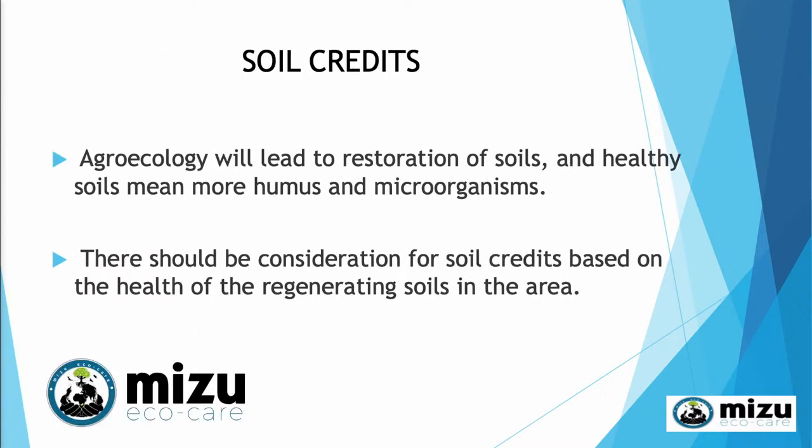Agroecology leads to the regeneration of soil. That means an increase in the organic matter in the soil. That means more humus. That means more microorganisms. So the question is, if we know that there is regeneration of soil, if we know that there is carbon being sequestered and there's an increase in organic matter and microorganisms, isn't there an opportunity to have soil credits? Can't the farmers be rewarded for this process of regeneration of the soil?